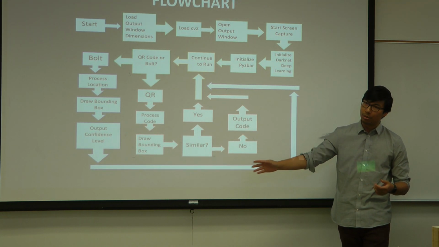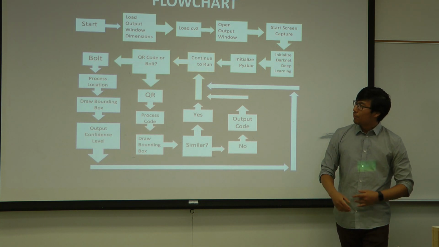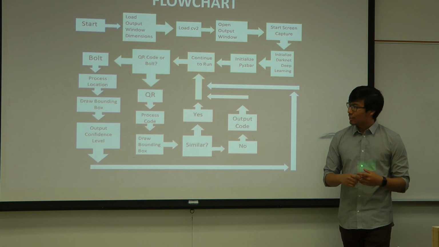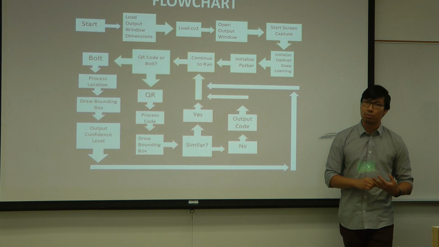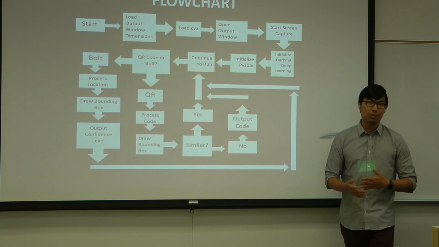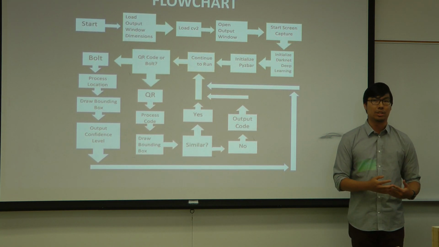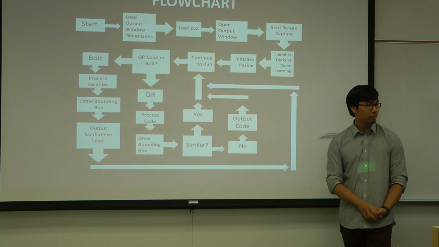If it detects a bolt, it will output the confidence levels, and same thing with the stripes. For QR codes, it will process the QR code and compare it to the most recent QR code. If it's the same, it'll just skip over it. If it's different, it'll output where the drone is currently looking or which beam it is looking at.